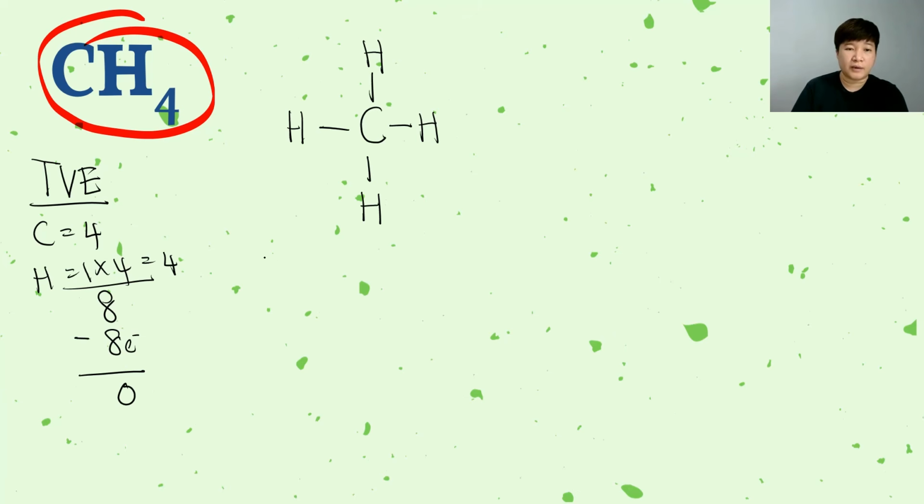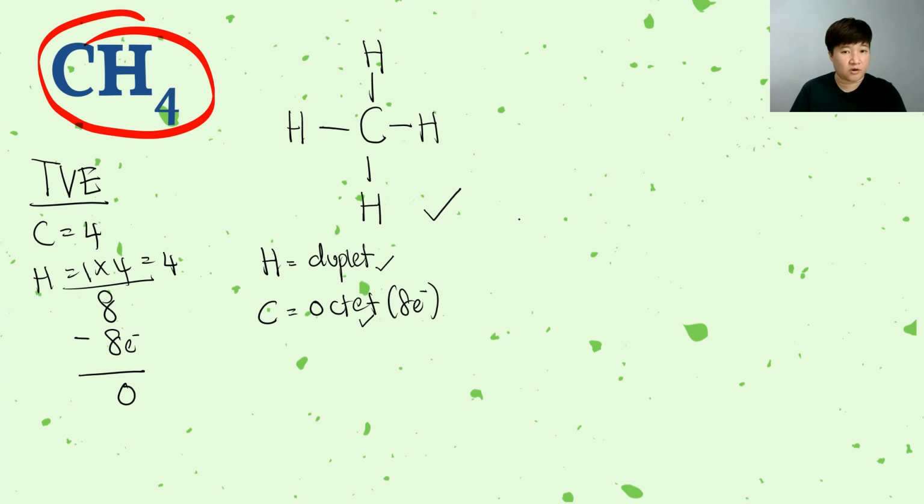Check the octet or duplet. Your hydrogen right now is a duplet, which is already balanced with 2 electrons each in the bonding. And your carbon over here is an octet. Why is it an octet? Because you have 8 electrons around the carbon. Each bonding is 2 electrons, and the carbon is surrounded by 4 bonds, so 8 electrons. Hydrogen duplet, carbon octet, this Lewis structure is correct.